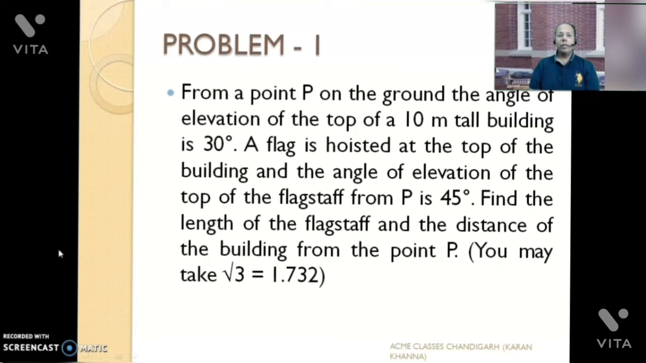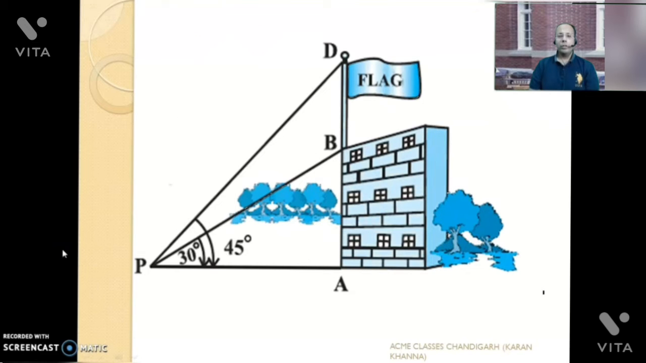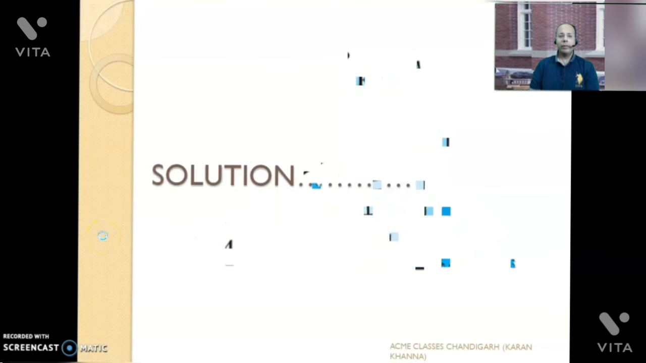As you may have noticed, in this particular question, you have to first figure out what the figure is going to be like. And in addition, the most important concept you have to understand is how many things you are supposed to determine in this question. Let's see. This is the question translated into figure form. From a point P, the angle of elevation to the top of the building is 30 degrees. And from this very point P, the angle of elevation to the top of the flagstaff is 45 degrees. So let's try and solve this question in a simplified manner.